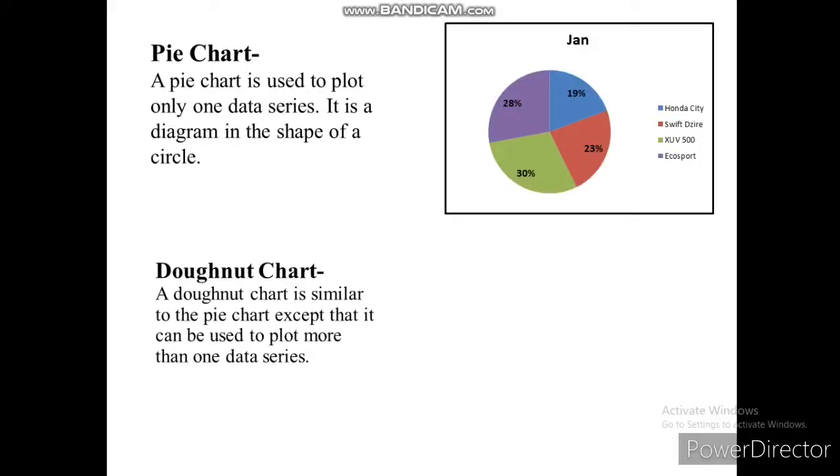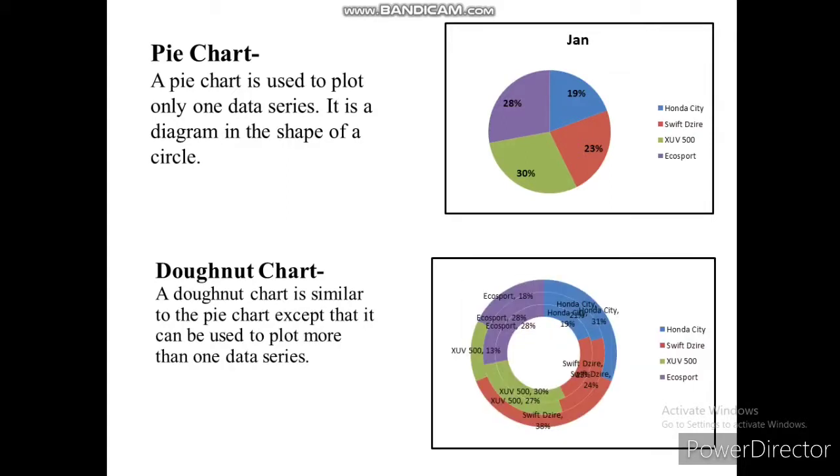Next chart is donut chart. A donut chart is similar to the pie chart, except that it can be used to plot more than one data series. This is a donut chart. Donut chart and pie chart are the same, but there is one difference. In the pie chart only one data series can be represented, but in the donut chart you can represent more than one data series, right?